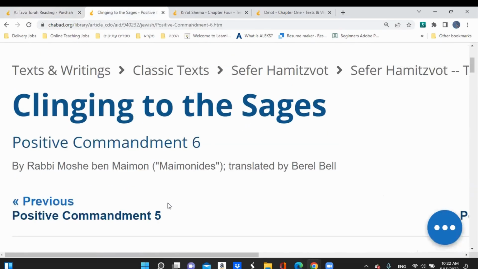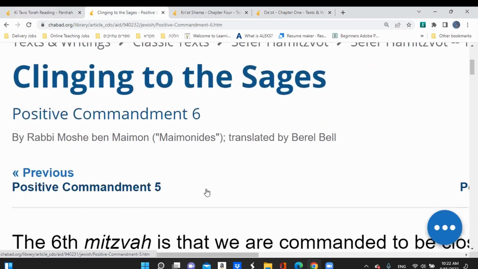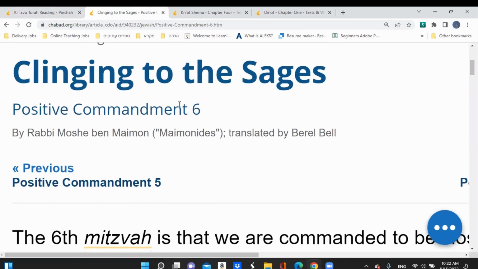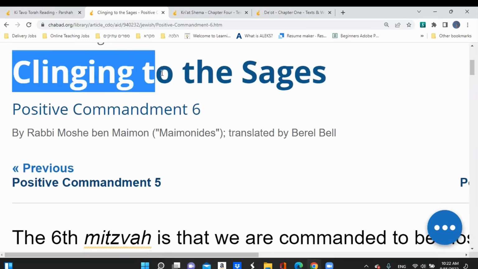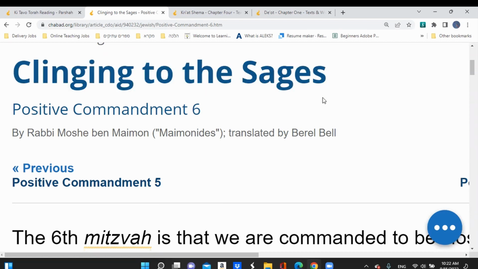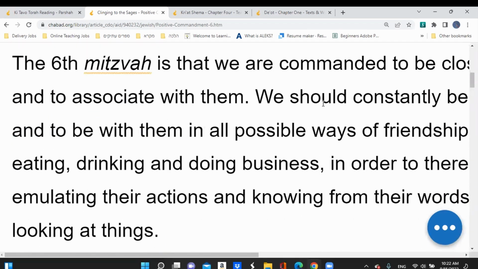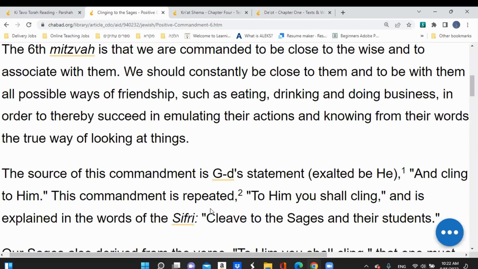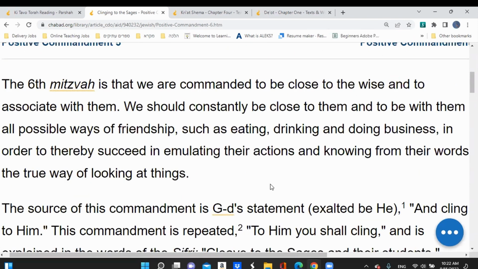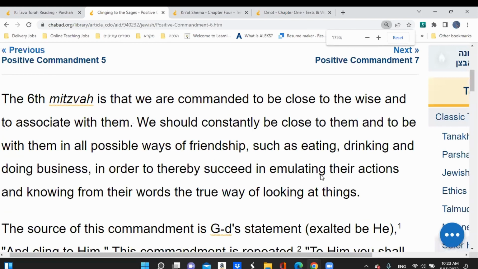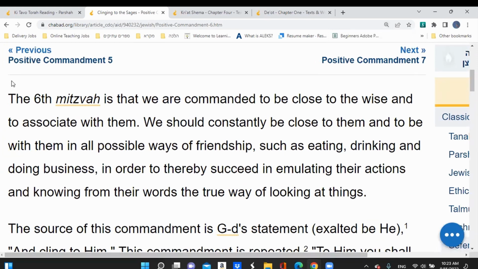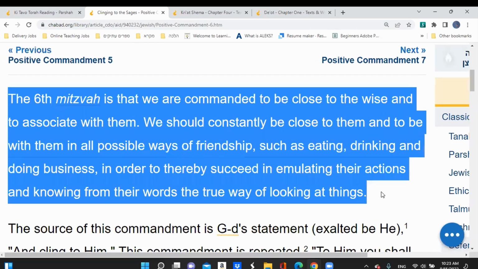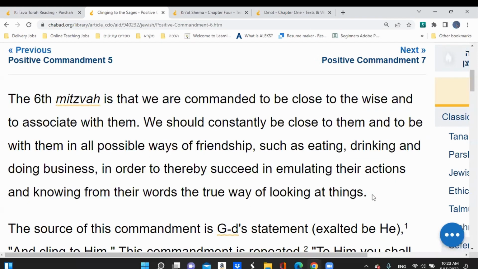Let's go to the Taryag mitzvot, 613 mitzvot. Today we're on the sixth mitzvah. It means to cleave or cling to the sages. All right. Who would like to read the first paragraph? Can I read? Yes, sir, please. Bechavod. Yosef will read and then the next person.